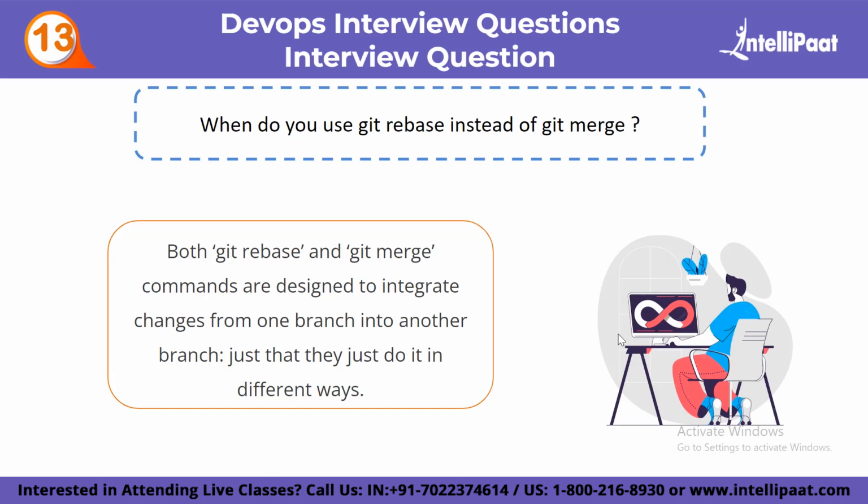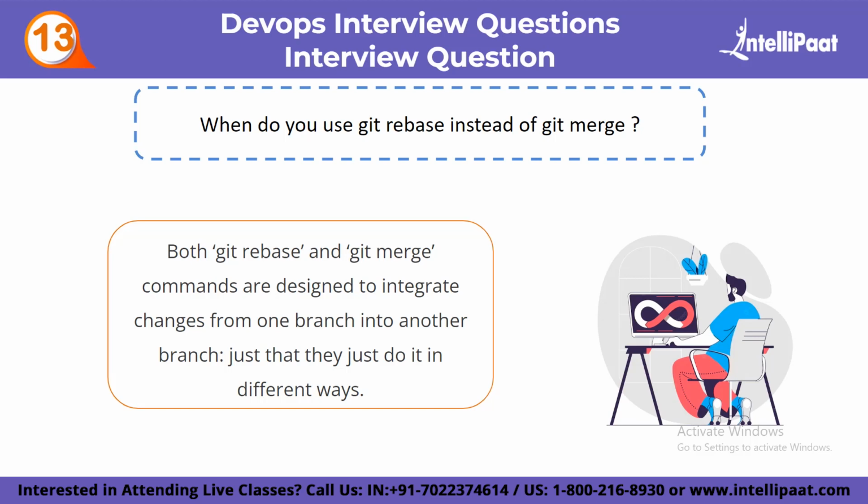The next question is, when do you use Git rebase instead of Git merge? The answer is, both Git rebase and Git merge commands are designed to integrate changes from one branch into another branch, just that they do it in different ways. When we rebase a feature branch onto the master branch, we move the base of the feature branch to the master branch's endpoint. By performing a merge, we take the contents of the feature branch and integrate them with the master branch. As a result, only the master branch is changed, but the feature branch history remains the same.